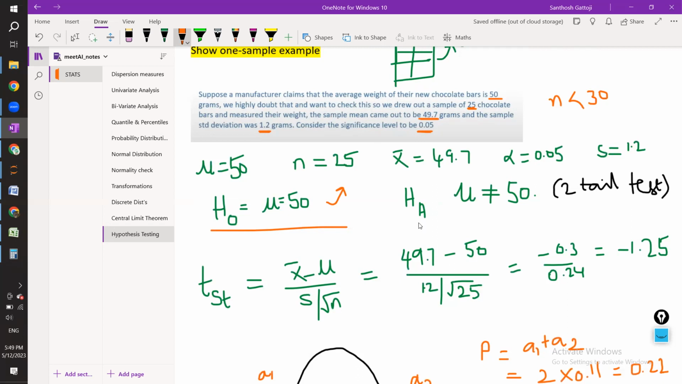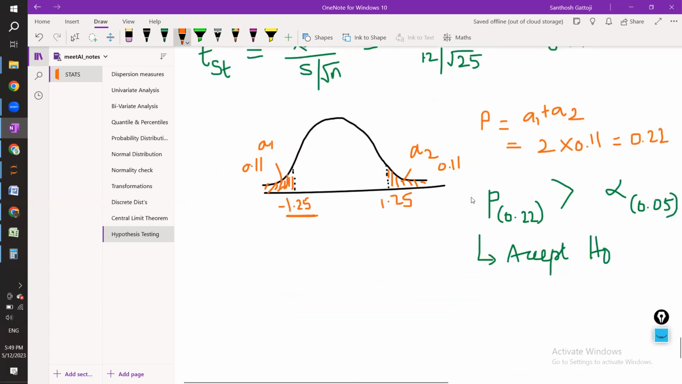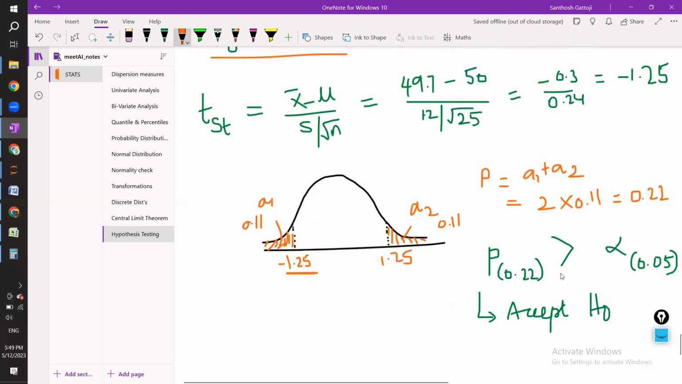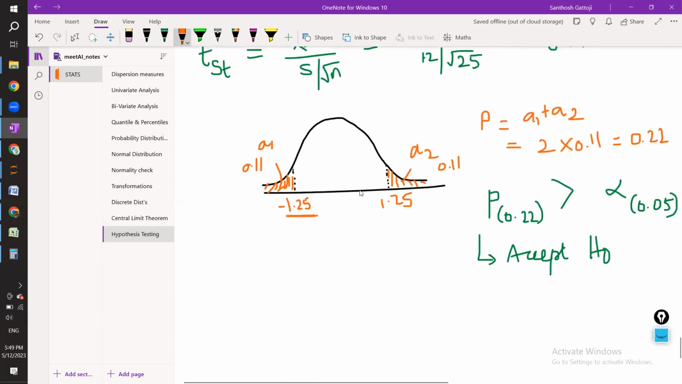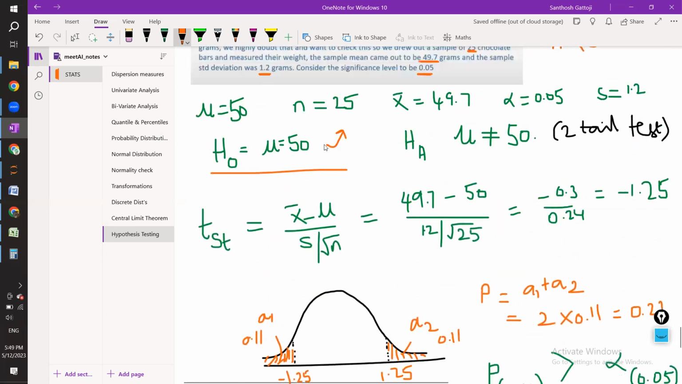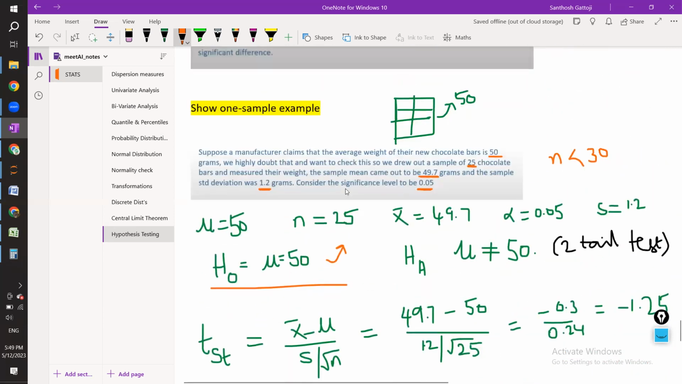Okay, so using the t-test we have calculated and looked for sufficient evidence, but we are not able to find evidence to support rejecting the null hypothesis. In this scenario we need to accept the null hypothesis. And what is the null hypothesis saying? Mean equal to 50. Yes, so we can say that whatever he is claiming, the new chocolate bar weight is 50 grams only.